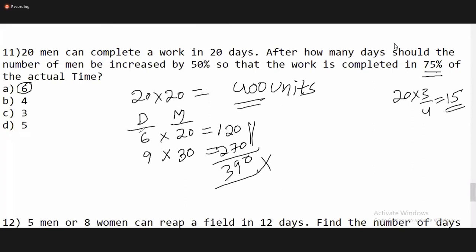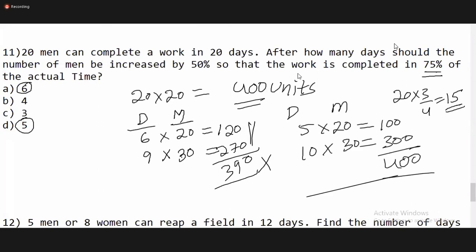So slightly, if you take one value above or one value less than this, 90% you will get your answer. So let's take 5 days of men. So 5 days 20 people are working. 5 20s are 100. So the remaining 10 days, how many people will work now? 30. So 30 into 10 is 300. So 400. Is my answer verified? Yes. That's it. Finished. See, that's the beauty of the options.